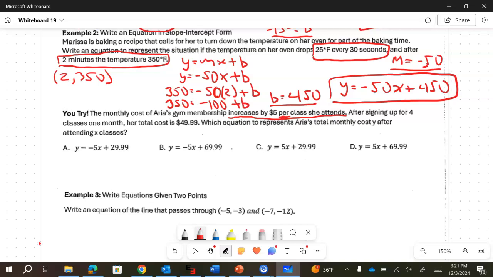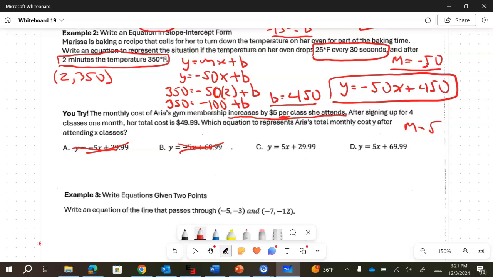Okay, let's be smart about this question. That right there tells me I can eliminate this one and this one because those have slopes of negative 5. It's got to be something with a positive slope. So my slope is going to be 5. M is 5.